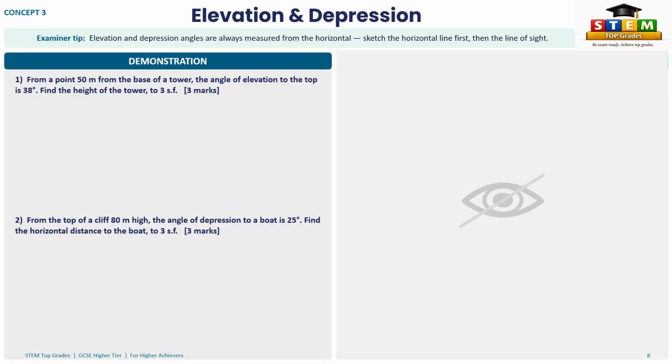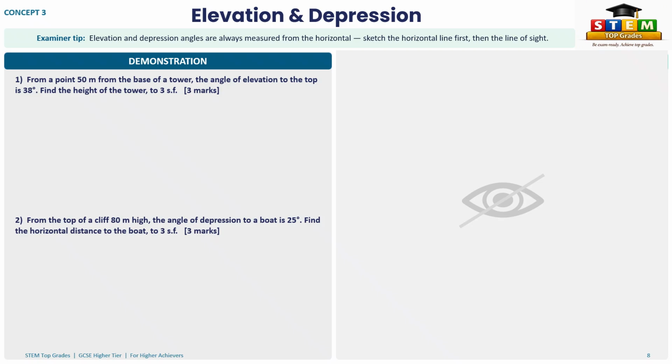Okay, so concept number 3, elevation and depression. Now, in that case, the examiner's tip is as follows. Elevation and depression angles are always measured from the horizontal. Sketch the horizontal line first and then the line of sight. Oh, interesting. Line of sight. So we're going to see what that means in the questions we're going to be answering. So, of course, we're going to be drawing as well.